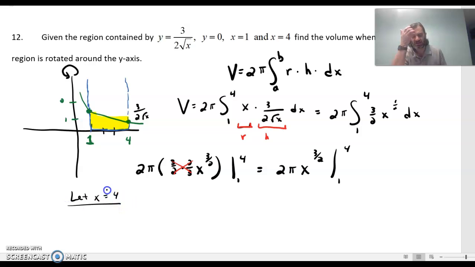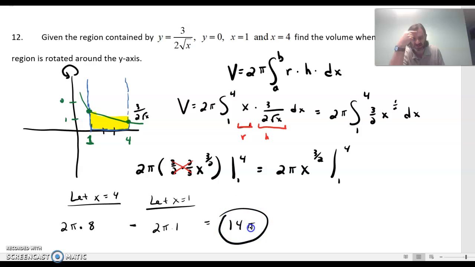So what do we get here? If we plug in 4, we'll have 2 pi times 4 to the 3 halves. That is the square root of 4, which is 2, and then it's cubed, so it's 8. So that'll be 2 pi times 8. And that'll be minus, and we'll let x equal 1, so that'll be 2 pi times 1. So it looks like we got 16 pi minus 2 pi, so 14 pi.